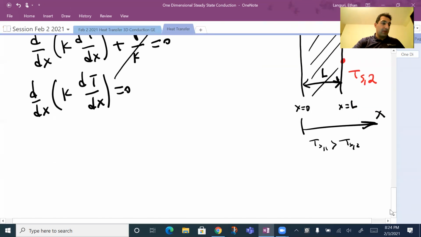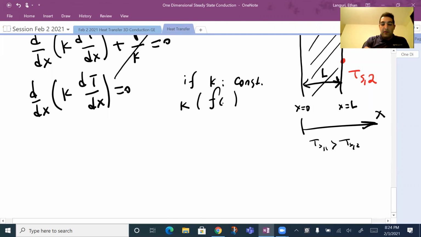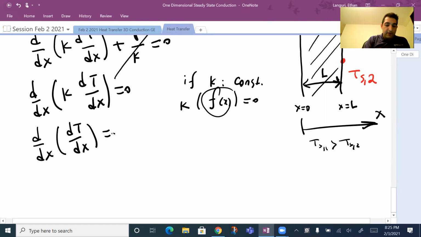So we know that for a constant k, k multiplied by any function of x equal to 0 means that if k is a constant, of course non-zero, that function should be equal to 0, right? So in this case, all we need to solve is d over dx of dT over dx equal to 0. Because k times a function equals 0, that means that function itself is equal to 0, okay?